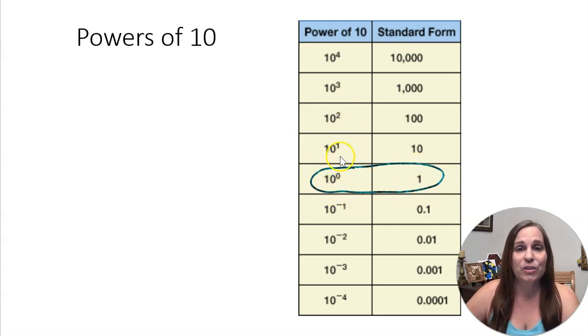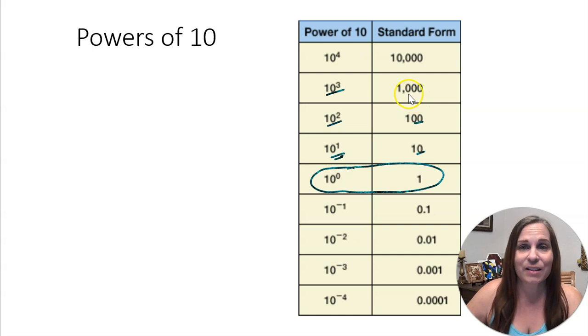Now, 10 to the first, right? A lot of people like to remember that the exponent is the number of zeros. So 10 to the first has 1 zero. 10 to the second is 10 times 10. 10 to the third is 10 times 10 times 10, so we've got 3 zeros. 10 to the fourth, 10 times 10 times 10 times 10, so we've got 4 zeros.